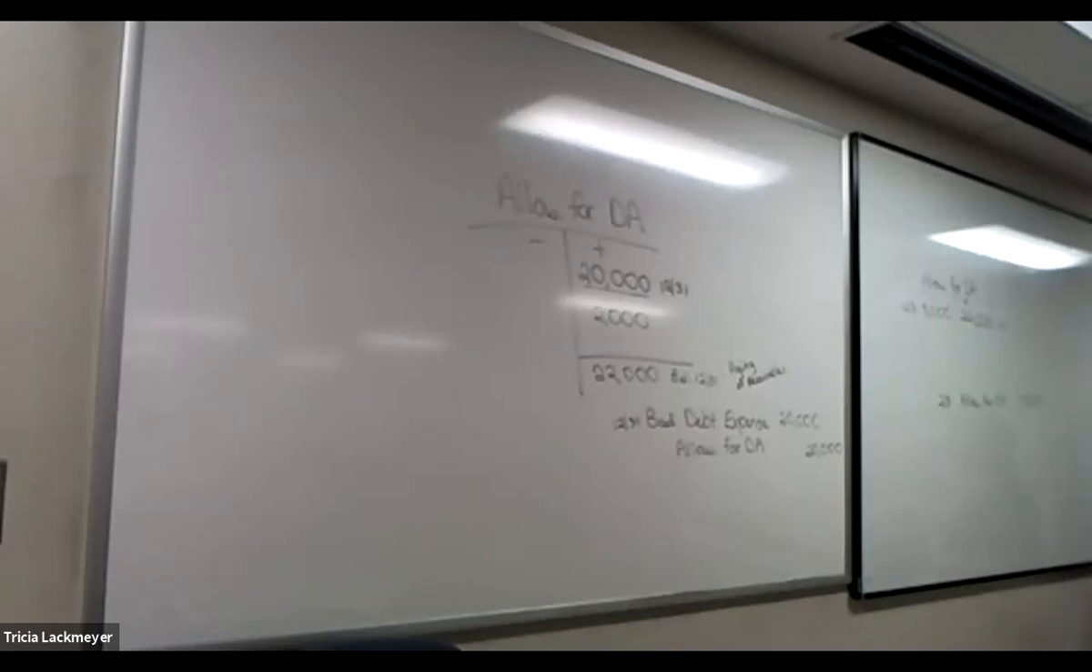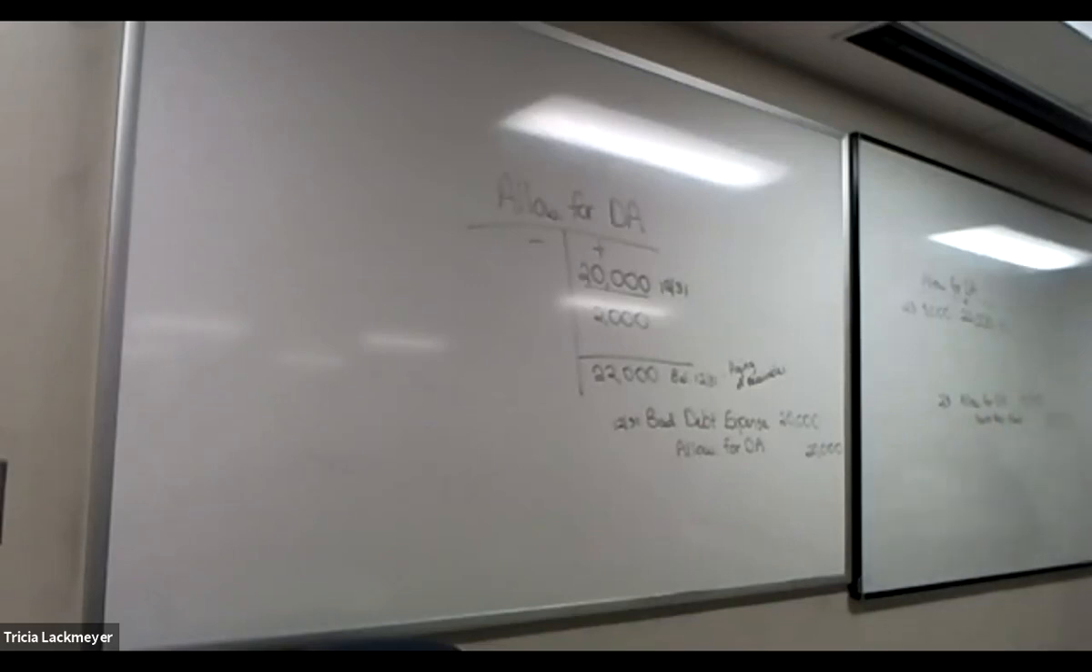Would you credit that? You don't credit bad debt expense. Well, we're saying Joe Black's not going to pay. So what would I credit? Accounts receivable. There you go. Yeah, you guys got it. Accounts receivable for Joe Black.